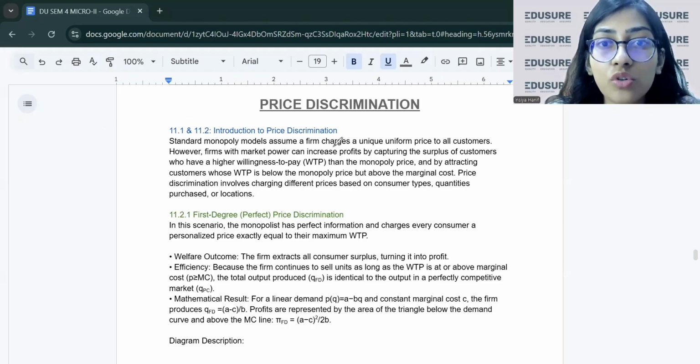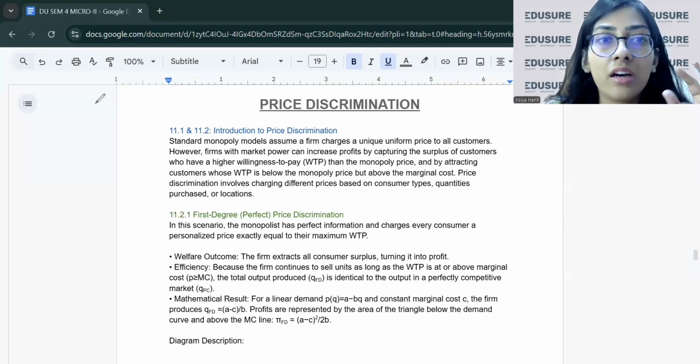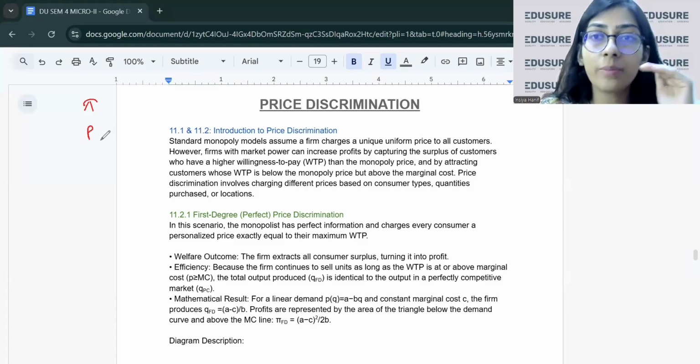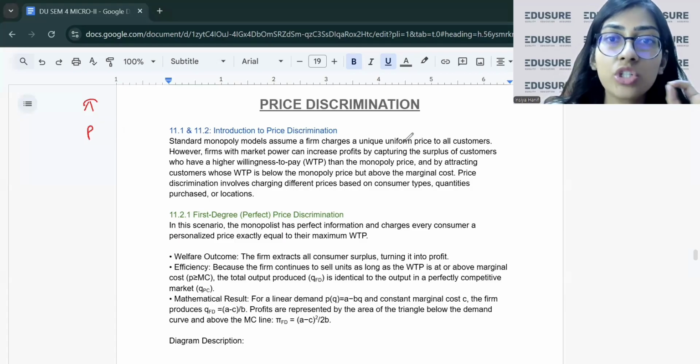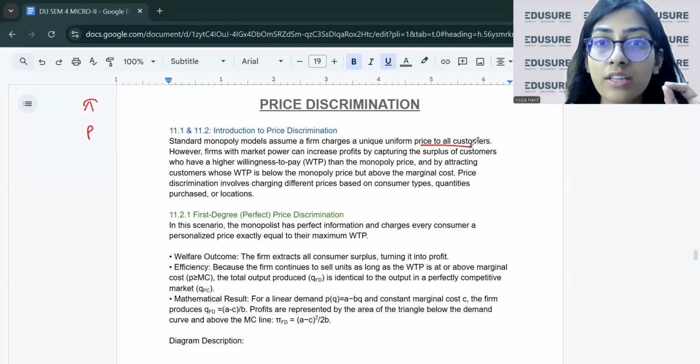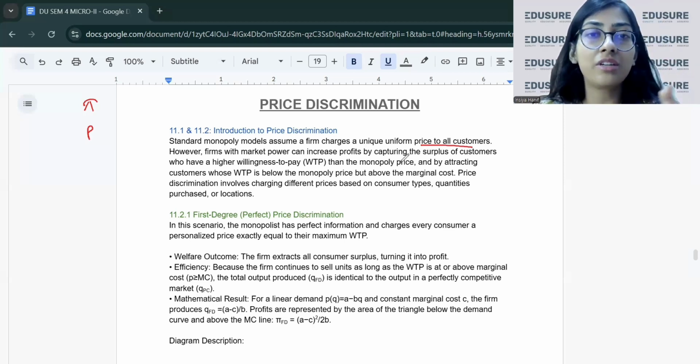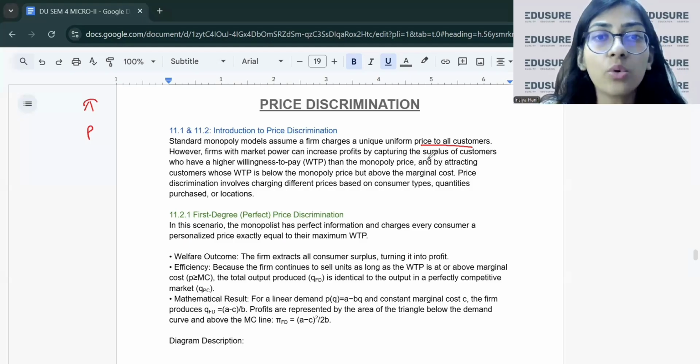Standard monopoly models assume a firm charges a unique uniform price to all customers, right? So in the previous videos we have seen कि profit maximization से हमें क्या मिलता था, एक monopoly price मिलता था, right? तो अभी तक हमने assume किया था कि the monopolist will charge a unique uniform price to all customers, right? But monopoly में price discrimination is possible. Price discrimination, as the word suggests, is charging different people different prices. Okay, और ये क्यों करेगा monopolist?